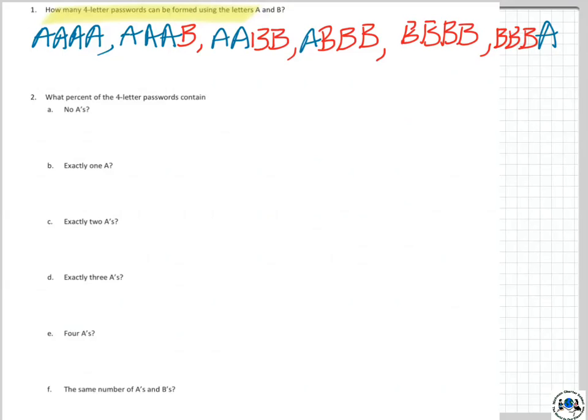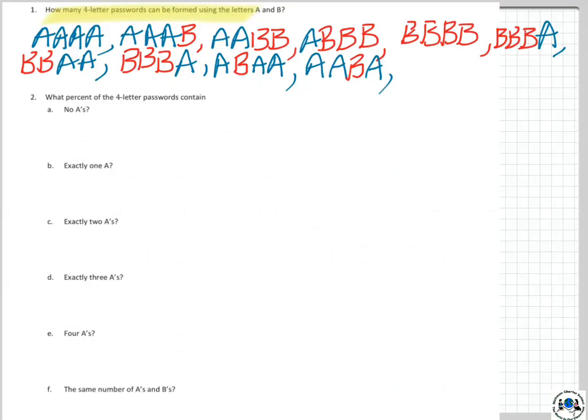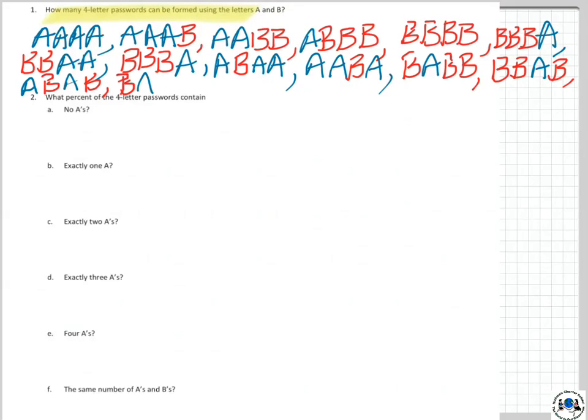That's 5, 7, 9, 10, 11, 12, 13, 14. Now I got to 14. I was pretty good at 14, but then 15 and 16 I had to grapple with a little bit. And there is 15, and there is 16.